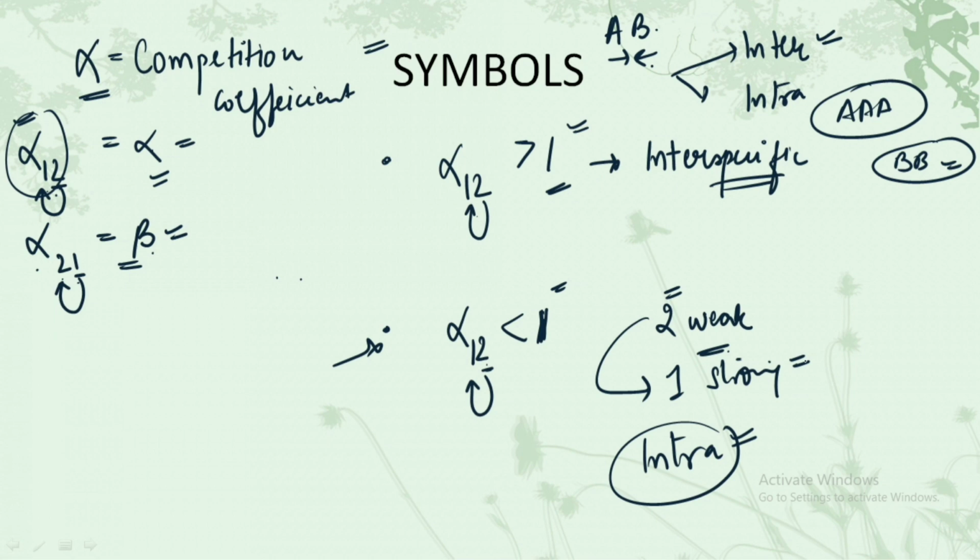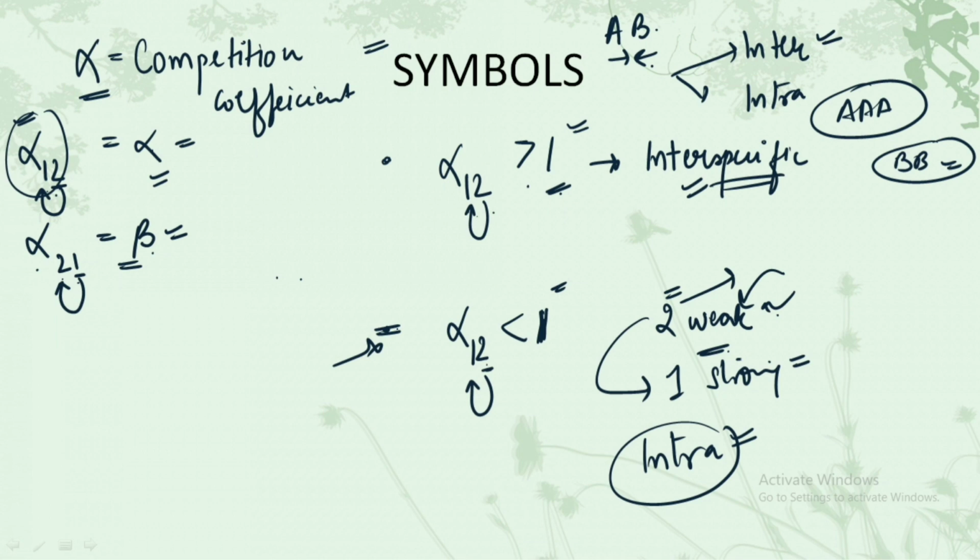Hence there is more of intraspecific competition, or more competition occurs within the second species itself. So these are the 2 points that you have to remember: if we have alpha 1 2 greater than 1, in that case there is interspecific competition, that is species 2 is strong. And in the second case, if we have alpha 1 2 less than 1, in that case there is more of intraspecific competition.